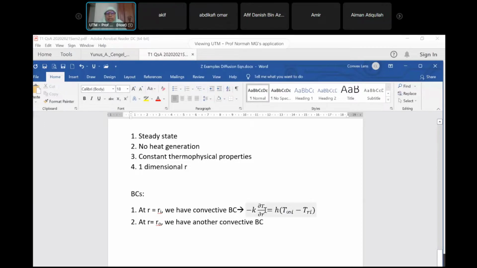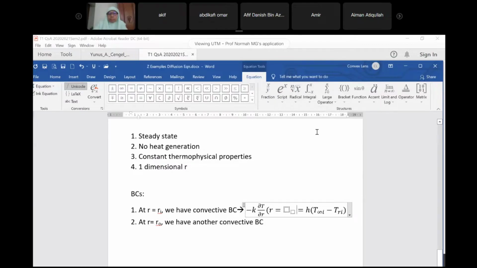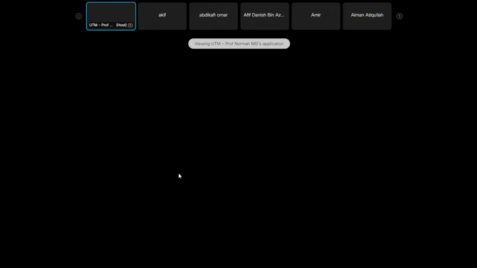At r is equal to Ri. Yes, that's the one. So here, this is the convective boundary condition. At r equal to Ri, minus k dT/dr is equal to h times (T infinity minus T at Ri). So the same goes here.